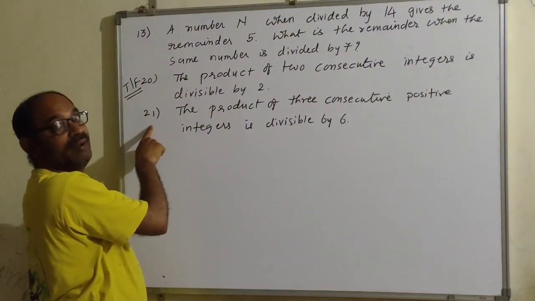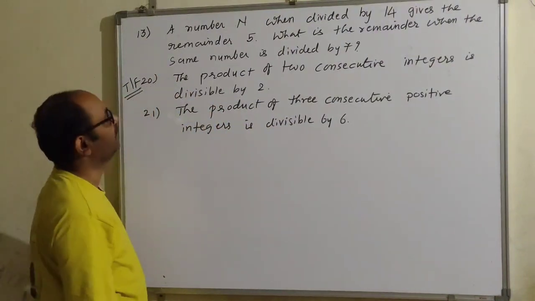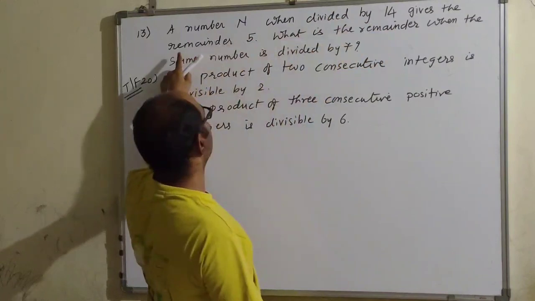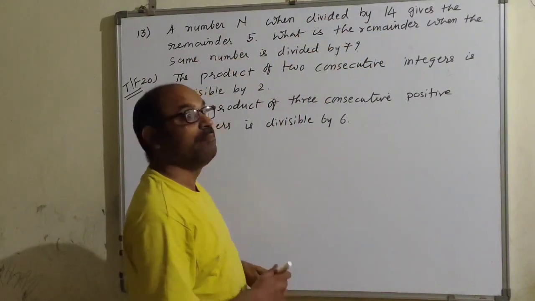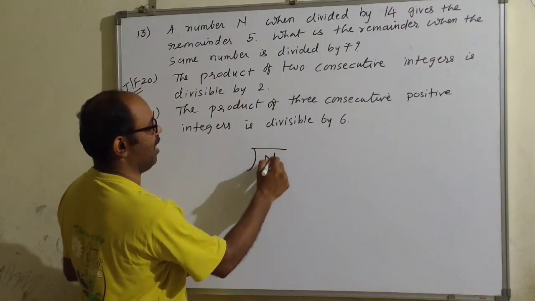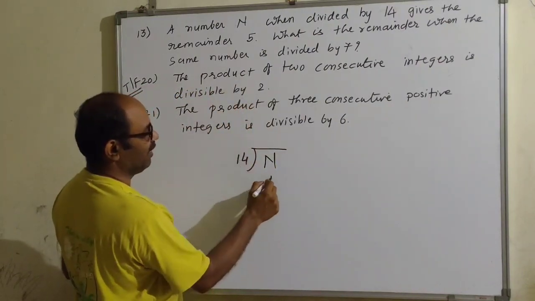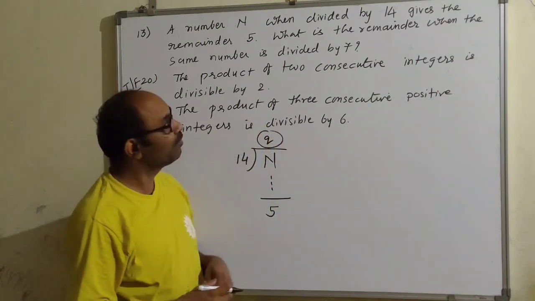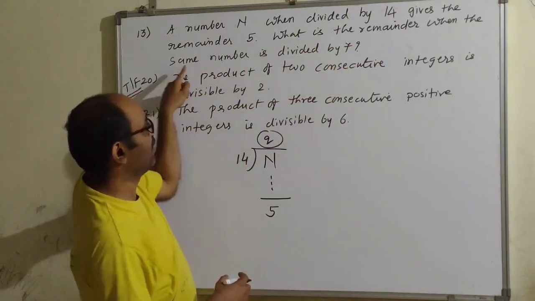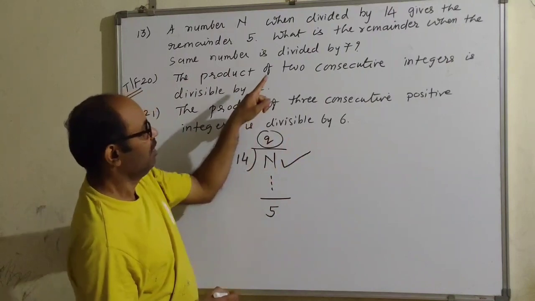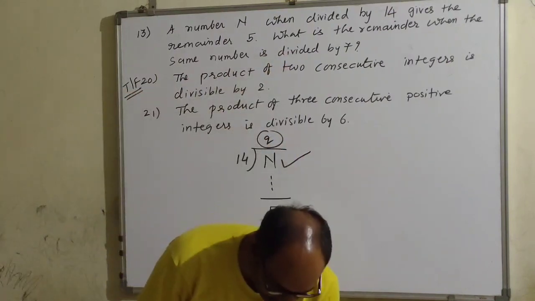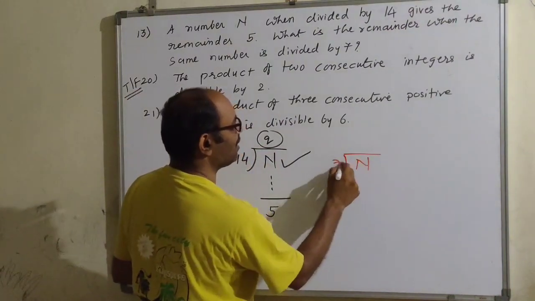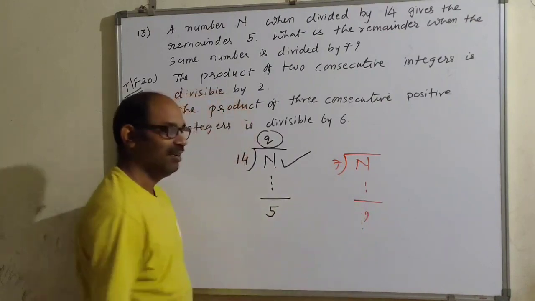13, 20 and 21, where 20 and 21 are true or false. A number n, when divided by 14, gives the remainder 5. We do not know the quotient, let's say q. What is the remainder when the same number n is divided by 7? When you divide the same number n by 7, what is the remainder?